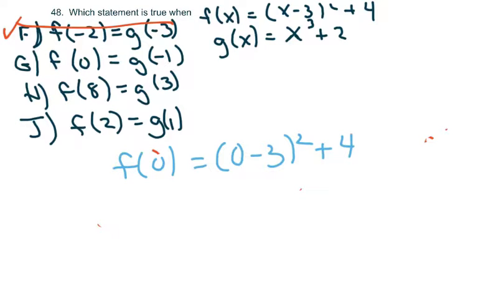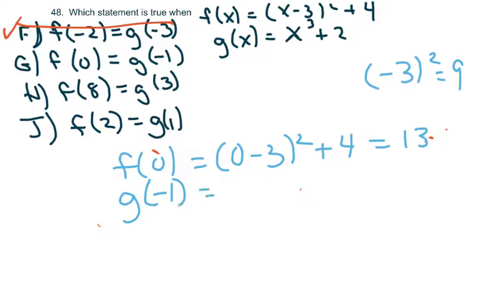This is going to be negative 3 squared is 9. Make sure that when you put a negative in the calculator, you use parentheses, because that equals 9, not negative 9. So we get 9 plus 4 is 13. And when I do g of negative 1, I get negative 1.